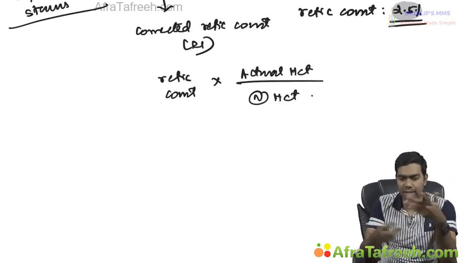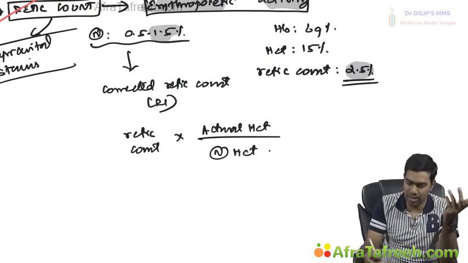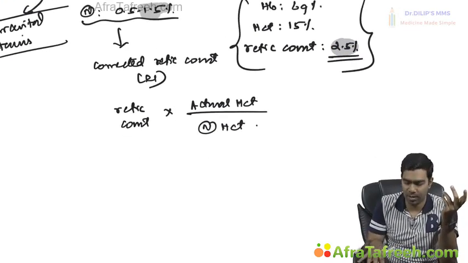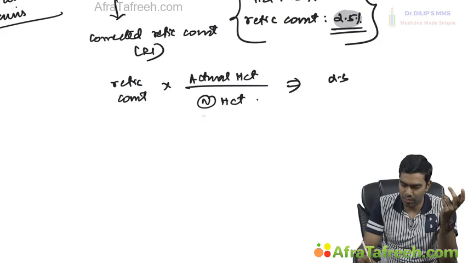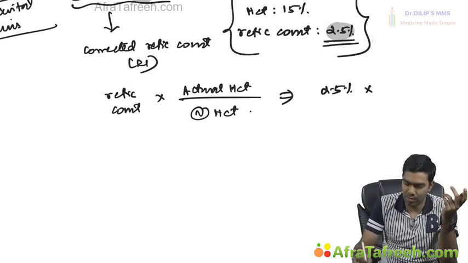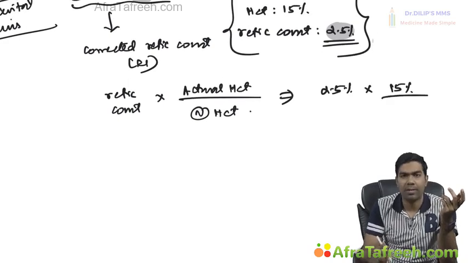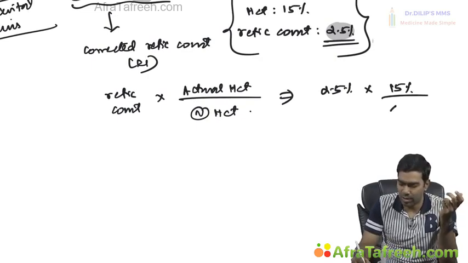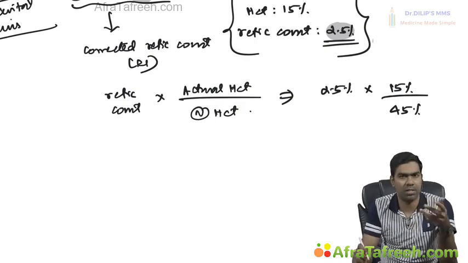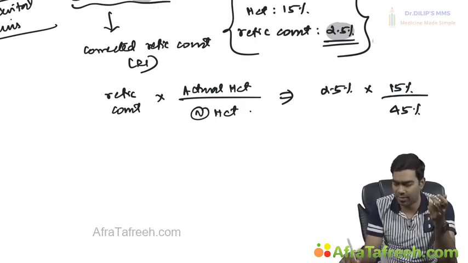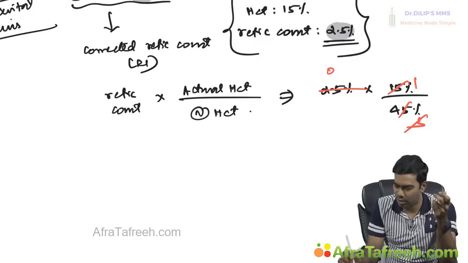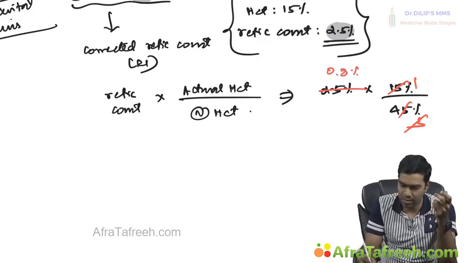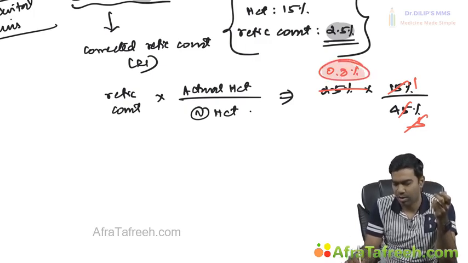If you take the example we have seen here and apply this formula, you can clearly see that the reticulocyte count here is 2.5%, multiplied by the actual hematocrit of the patient, which is 15%, divided by the normal hematocrit, which is 45% and can be taken as relatively normal. So that is 1 divided by 3, and 2.5 times one third is approximately 0.8%, which is not at all a good response.